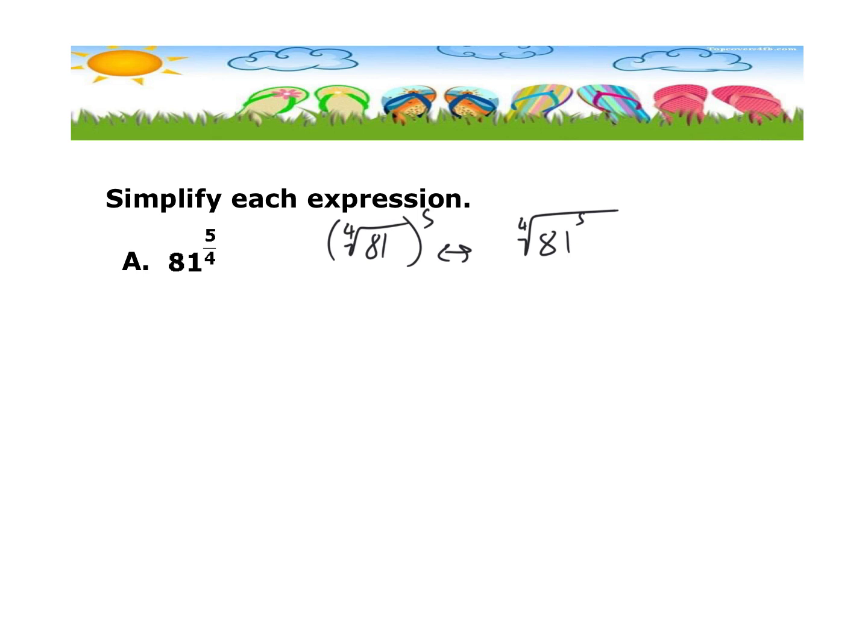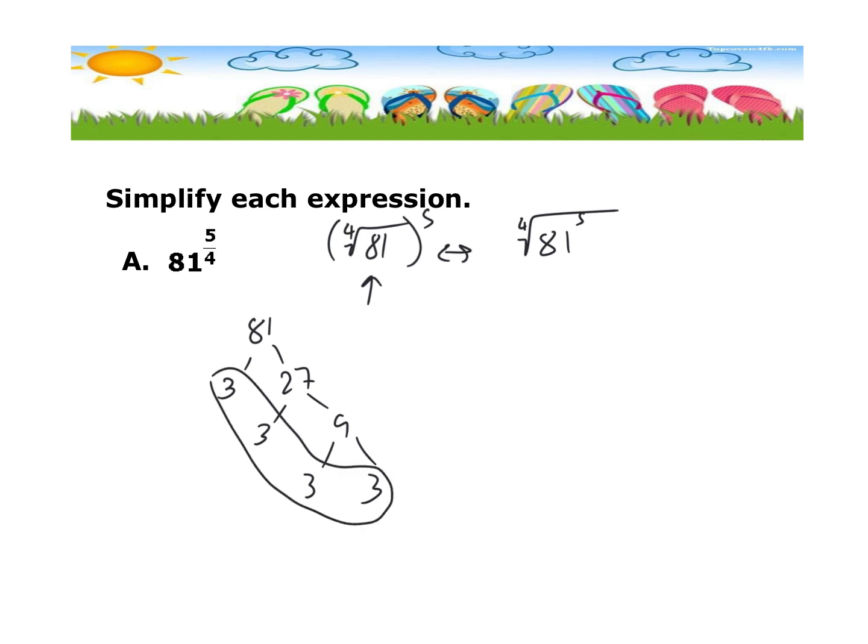I always try and take the root first because it simplifies the number, and I prefer multiplying smaller numbers, but it's really up to what you prefer. So I'm going to go for this one again. So I want 4 because the index is 4. I'm going to try 3, 27, 3, 9, 3, 3. Again, we have 4 of the same, so we have 3. So it's going to now be 3 to the 5th power.